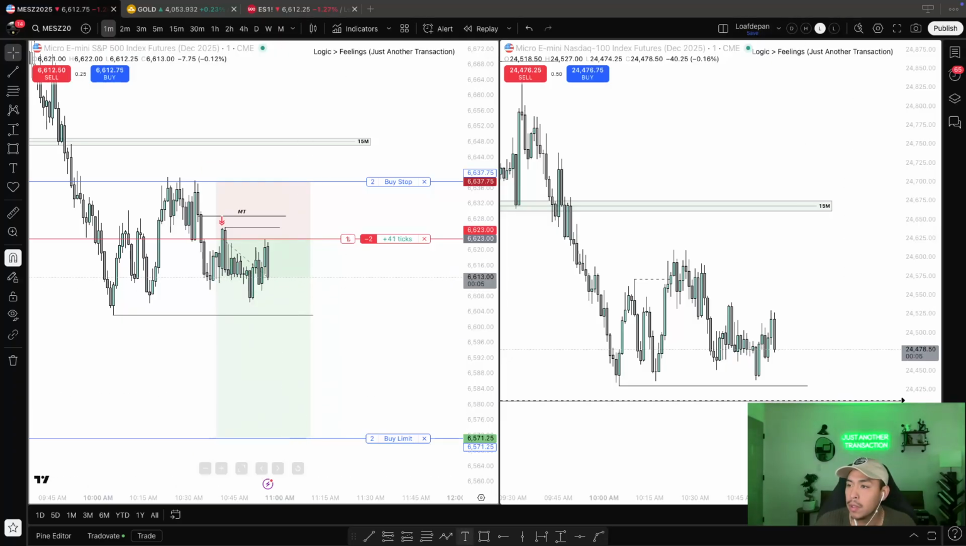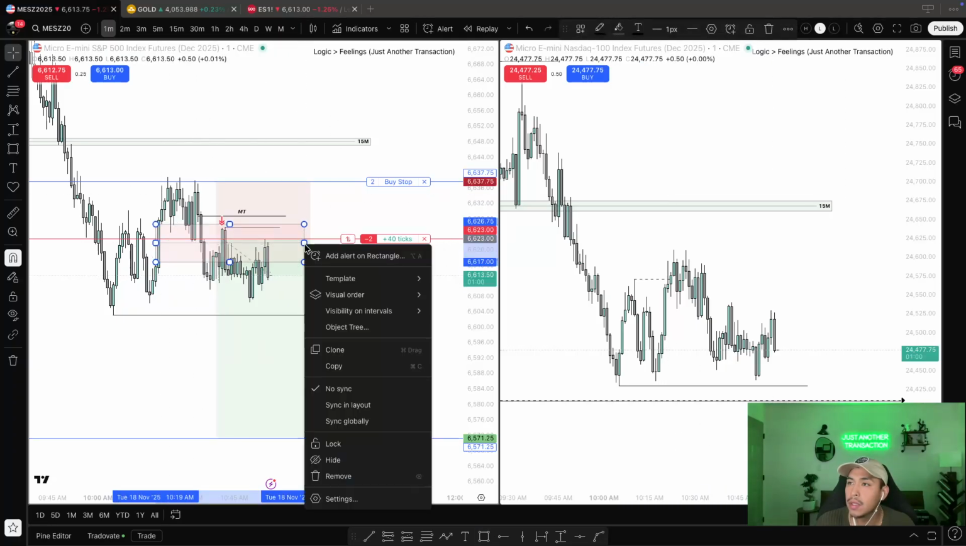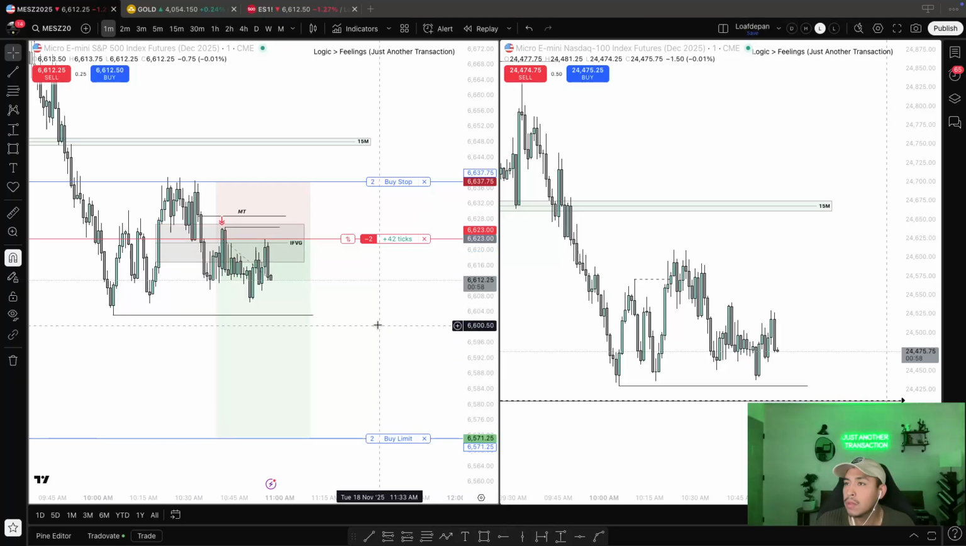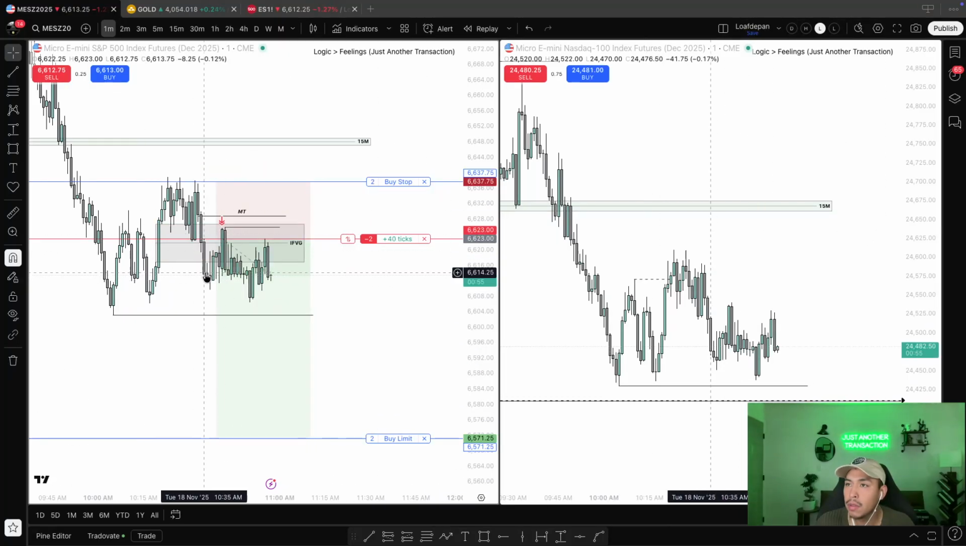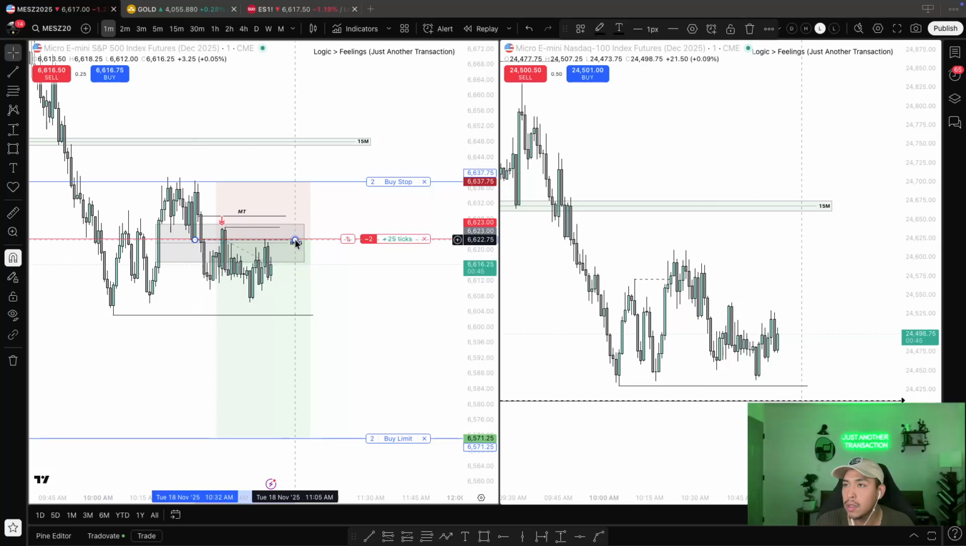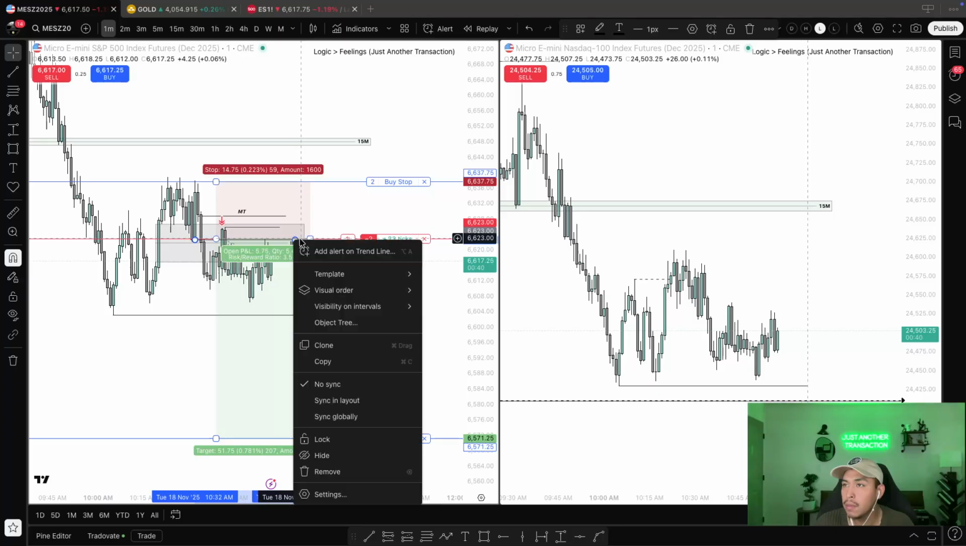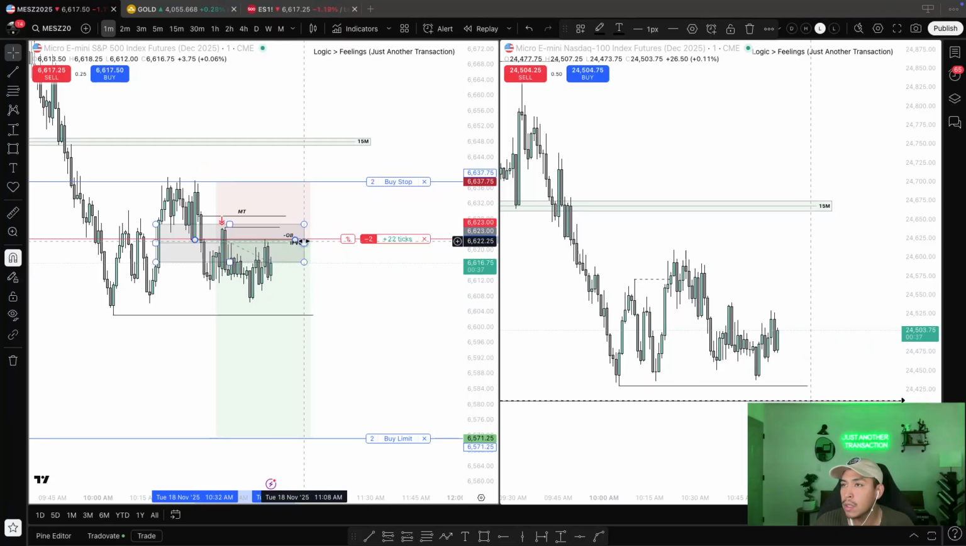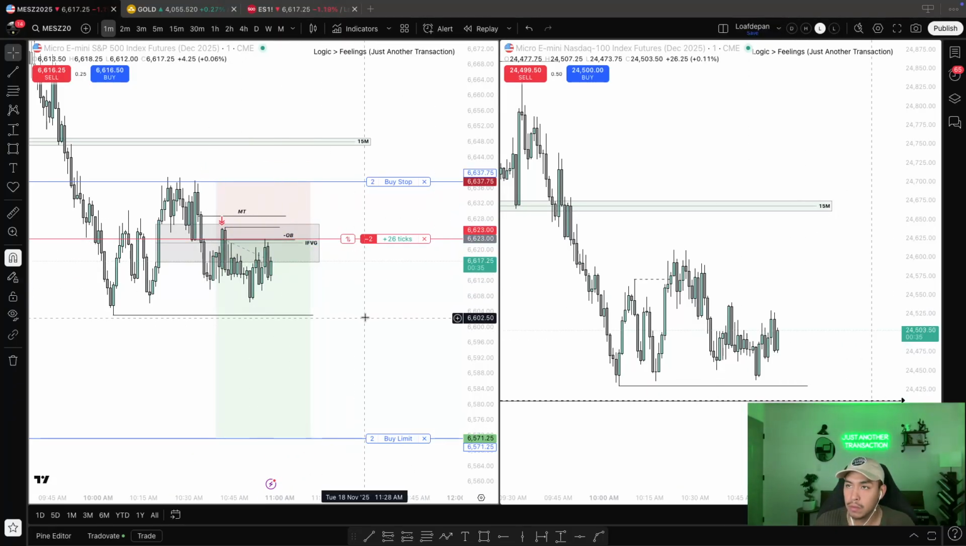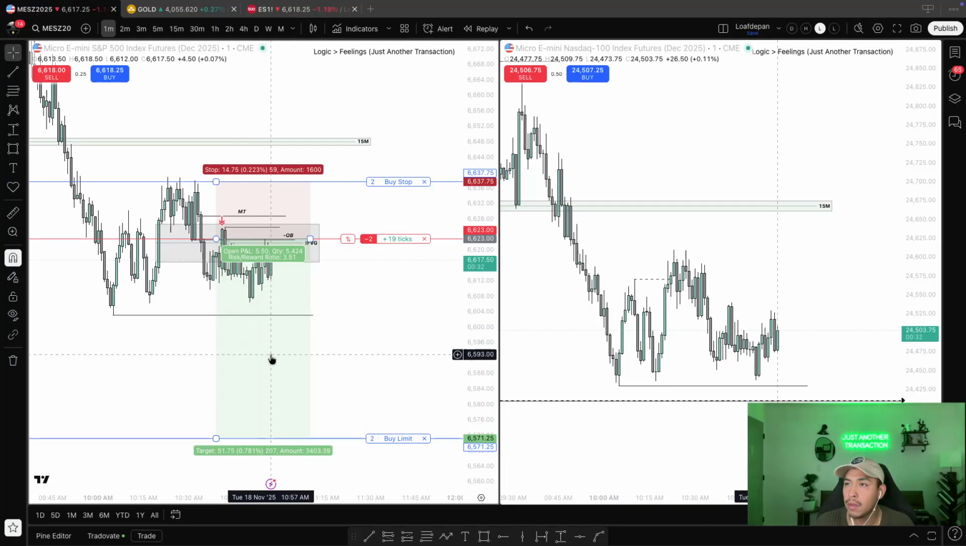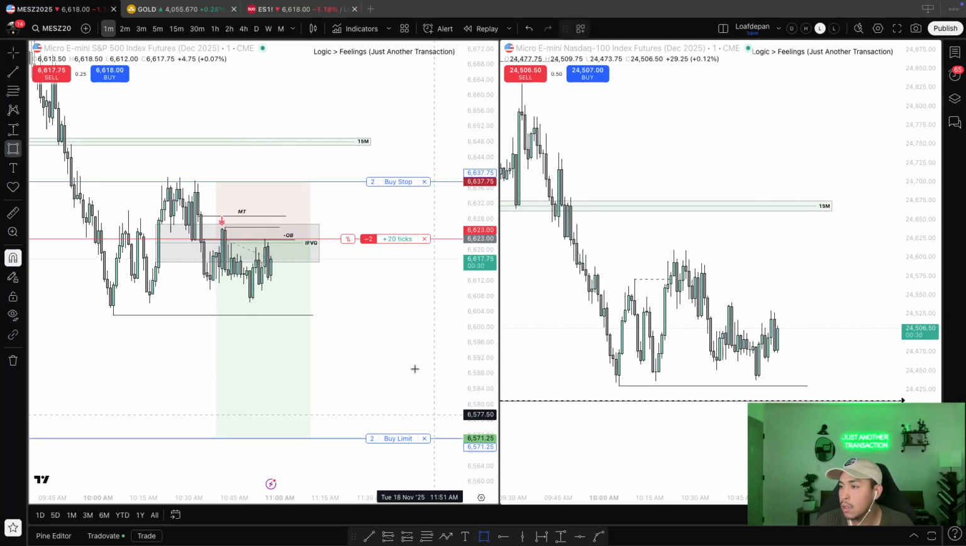So I'll mark out all the PD arrays that I'm looking at, even though it's going to be too messy on the chart, really. So this would be the inversion fair value gap that we're looking at. This is coming out of the 5 as well. We have our order block that we're also looking at here. This is what made us get in, paired up with the fair value gap. So we have our bearish order block.